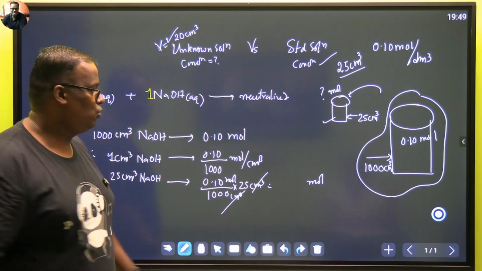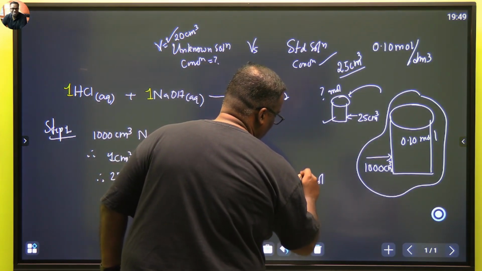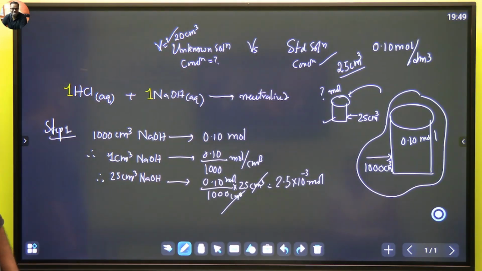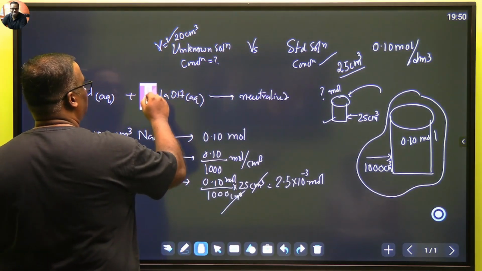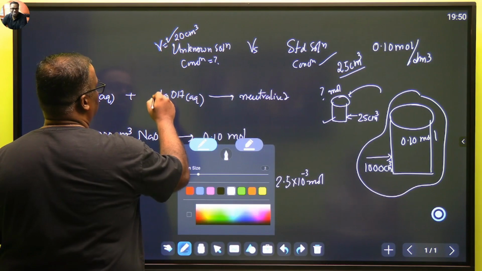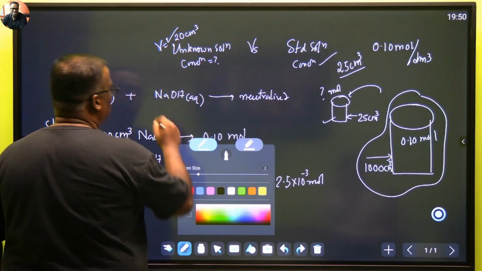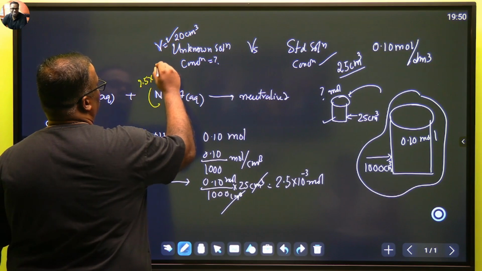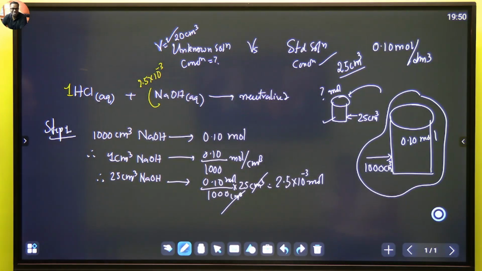2.5 into 10 to the power minus 3. Okay, 2.5 into 10 to the power minus 3 moles. Clear? Have we understood? That means in my reaction, now I rub this part and I write NaOH, but it's not 1 mole. The participating amount is 2.5 into 10 to the power minus 3 moles. Are we fine on this?